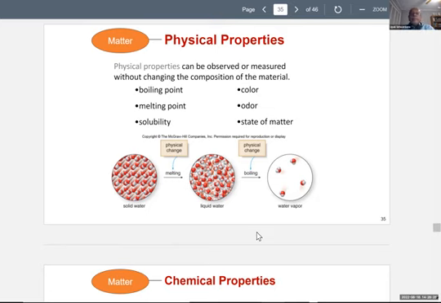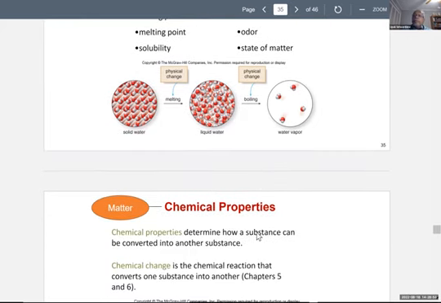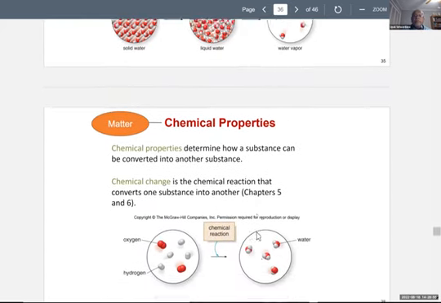So physical property of a matter, which are elements, compound, and mixtures. Mixtures are a different issue. They don't have constant physical properties. Mixtures have different properties depending on the component substances in the mixture. Therefore, physical properties are important for elements and compounds.